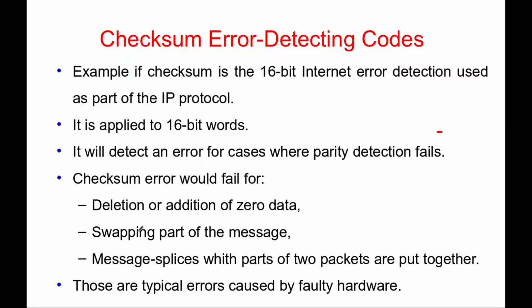The second possibility is that the parts of the message are swapped, so that the first part is taken at the end and the last part is taken at the first. In that case as well, the checksum method will fail. Third possibility is that the message splices with parts of two packets put together. In that case as well, the checksum would fail. And these are the cases which are caused by faulty hardware. These three types of possibilities may be there if the hardware is faulty.